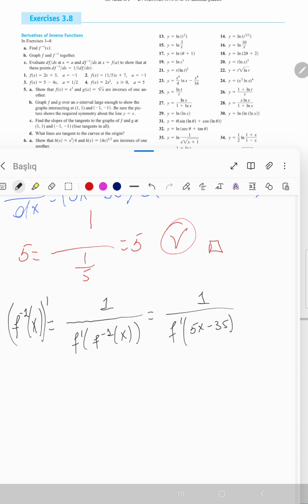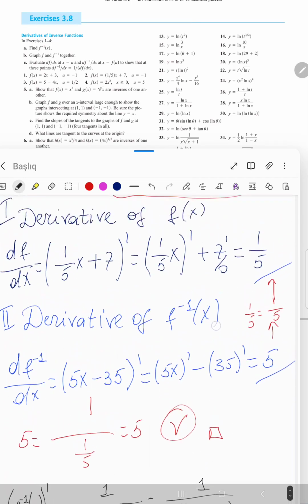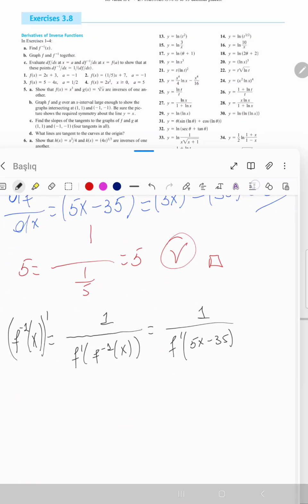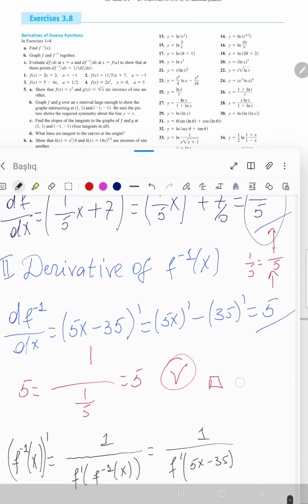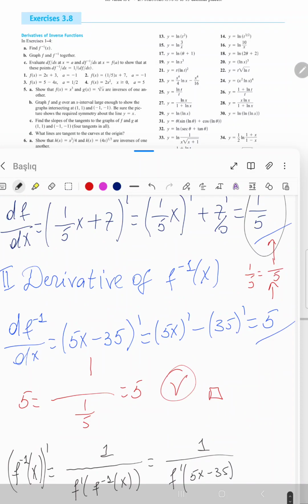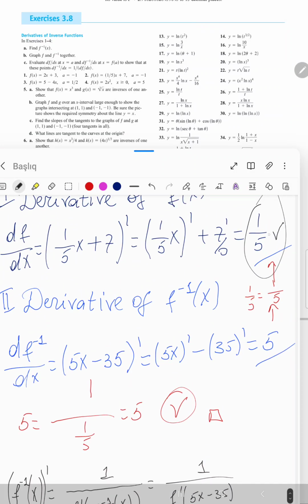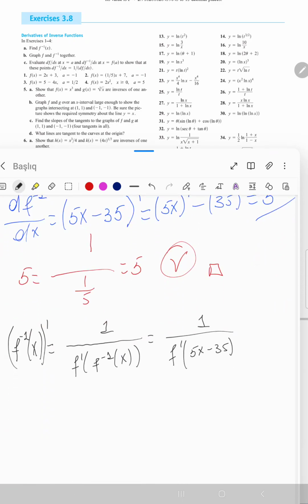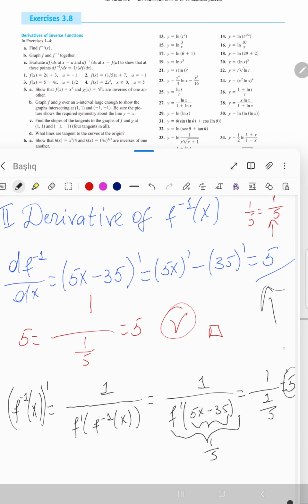Yes, and we found the derivative of the main function. It was 1 over 5, and remember it's a constant function. There's no x in here, so it doesn't matter what you put instead of x, you will get 1 over 5 at the end of the day. So it doesn't matter what you have in here, the derivative will be 1 over 5. 1 over 1 over 5 equals 5. Really? Yes. See, they're equal.